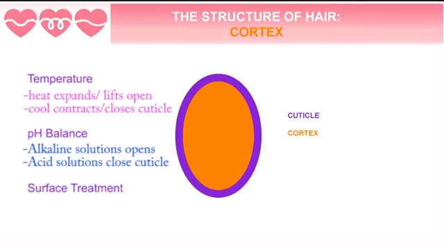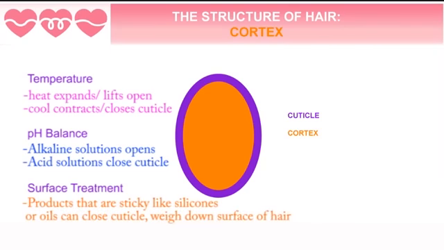And lastly, surface treatment, which is a term I've started to use. This includes products that are gooey in nature, including silicones that sit on top of your hair, manually closing your cuticles. Also, running your hands downward closes the cuticles. Keep in mind, as the outermost layer, the cuticle is responsible for giving the hair its sheen or shine, depending on your hair type, when they are closed.